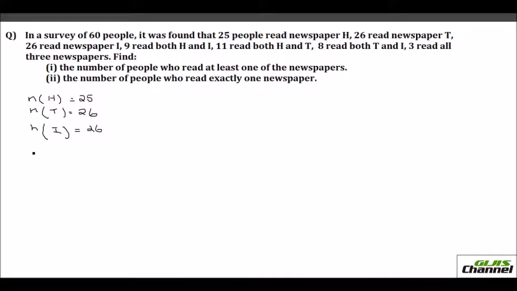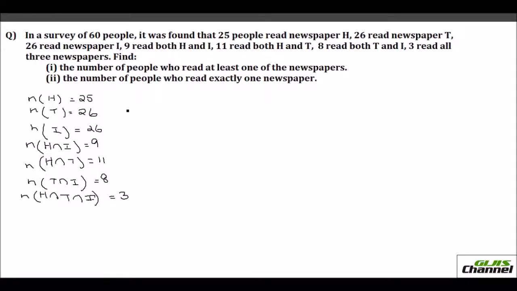Then they say 9 read both H and I, right? So N of H intersection I is 9. Then they say N of H intersection T is 11. And those who read T and I, so that's N of T intersection I, is given as 8. 3 of them read all the newspapers. So N of H intersection T intersection I is equal to 3, right?